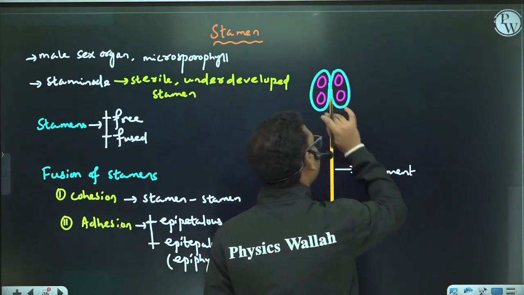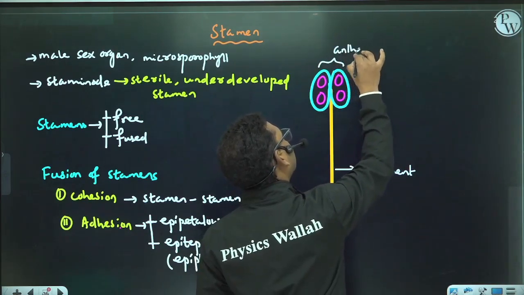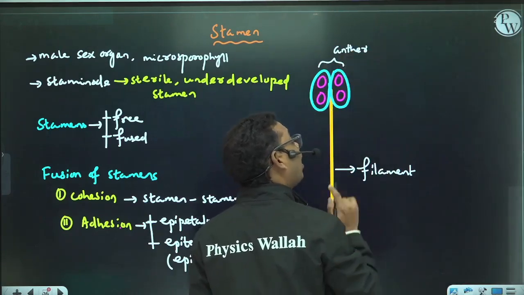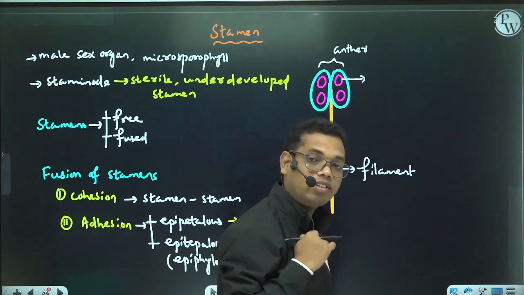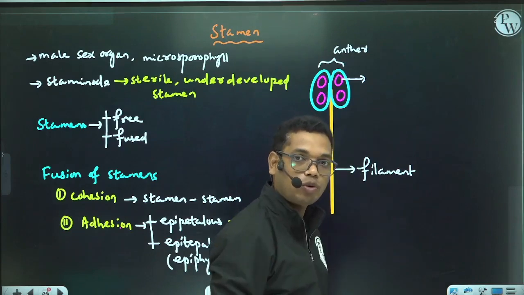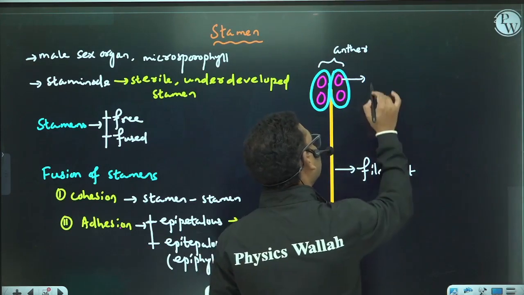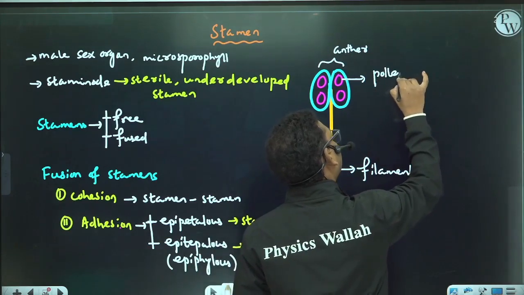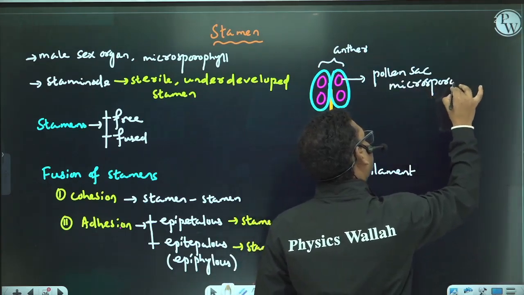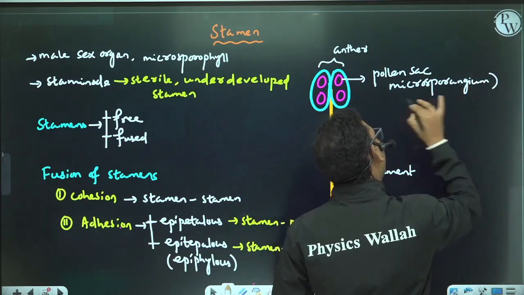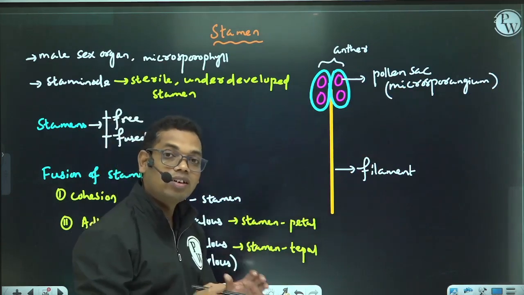The filament will bear the anther. This structure is the anther, and this anther has two lobes. This is one lobe and this is another lobe, and in each lobe there will be a sac, and that sac will have pollen grains, so that is called a pollen sac. The pollen sac was previously called microsporangium, so it will have four microsporangia. These structures are basically pollen sacs, and a pollen sac is also known as microsporangium. In a typical anther, four microsporangia are there, and that is why such an anther is called tetrasporangiate.